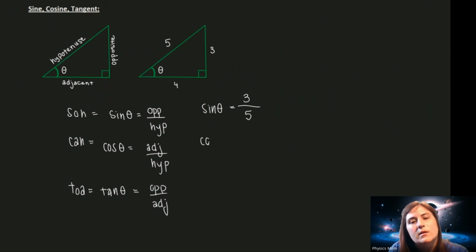The cosine of theta, what side is adjacent to that angle that is not the hypotenuse, would be 4, and then again over the hypotenuse, which would be 5. And then the tangent of theta, which has to do with the two leg sides and the non-hypotenuse sides, would be the opposite, which we had said was 3, over the adjacent, which is 4.